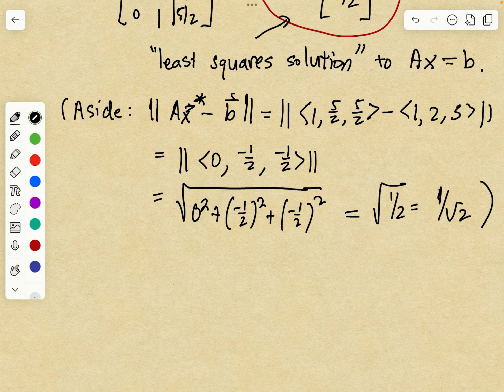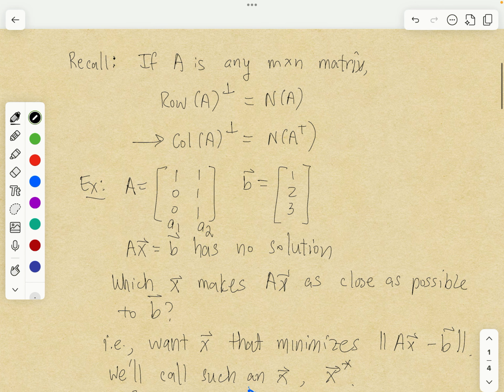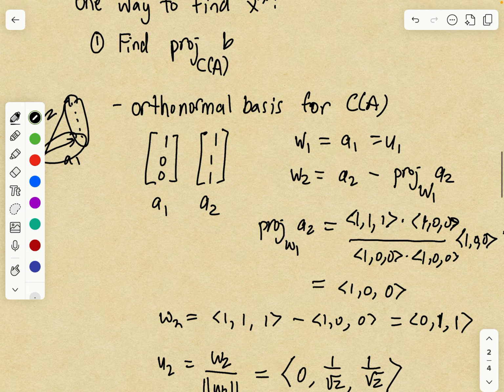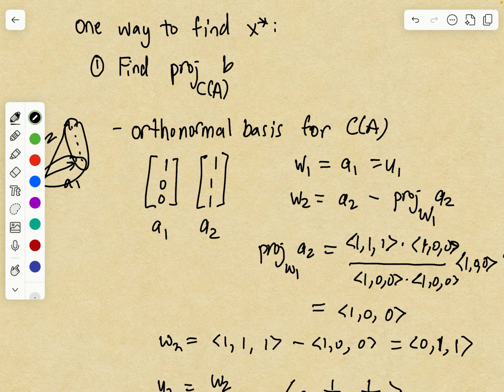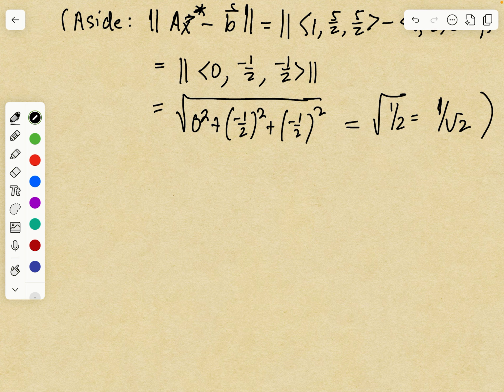Okay, well, that had nothing to do with the row space being orthogonal to the null space or anything, and I said that that would be part of this, and it is. It wasn't part of this first method, right? But I just went over one way to find X star. This way has nothing to do with the row space being orthogonal to the null space. But the second way does, and it's going to lead to a formula. So another way to find X star is this.